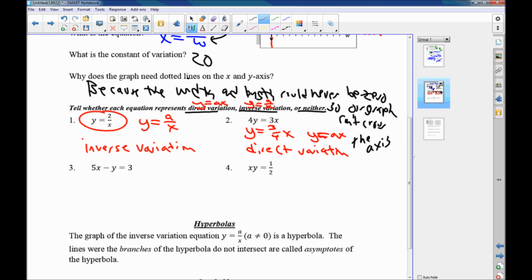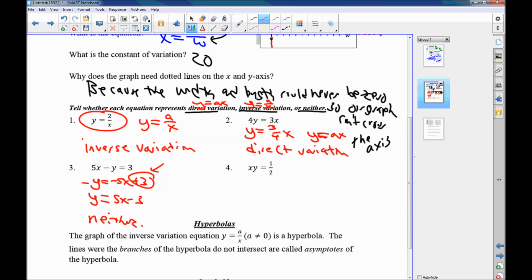If we look at number 3, we first solve for y. So we have negative y equals negative 5x plus 3. So y is equal to 5x minus 3. And this is neither one. It does graph as a line, but the y-intercept is not 0. So it doesn't fit the y equals ax form.